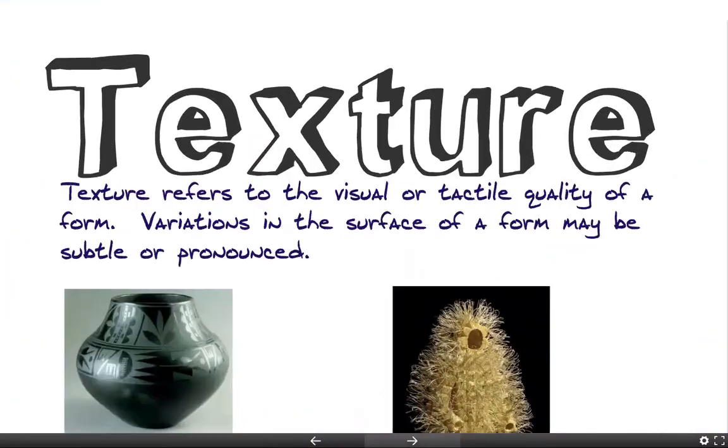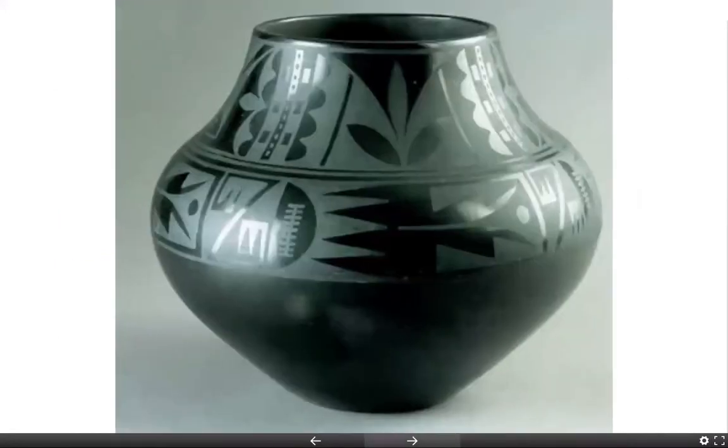Next, we'll move on to the element of texture. This term refers to the visual or tactile quality of a form or surface. In Blackware Storage Jar by Maria Montoya Martinez and Julian Martinez, a burnished, shiny surface was combined with a subtle matte surface. The visual effect is dramatic despite the minimal textural variation. Geometric patterns enhance the surface of the jar but never compete with the simplicity of the form.